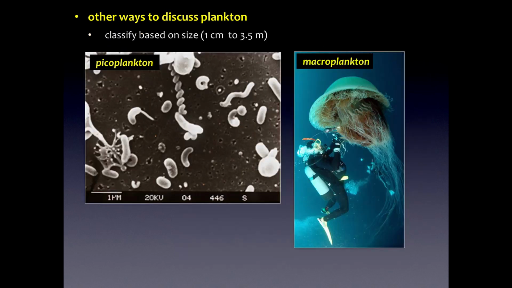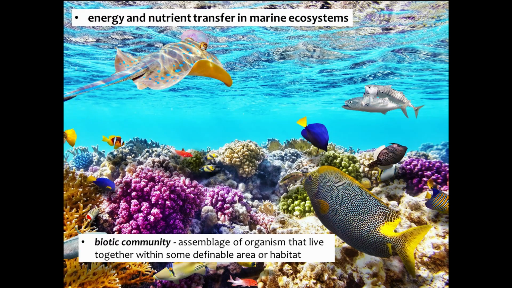Another way that we can discuss plankton is based on size. Remember that zooplankton can range in size from 1 centimeter to 3.5 meters. We can have picoplankton, which is plankton that's very small, in fact smaller than 1 centimeter. And then we can have macroplankton, like this jelly here, which greatly exceeds 2 to 3 meters in size. We'll go back and visit zooplankton more in subsequent lectures, but what we're going to look at now is how this energy that is produced by these autotrophic primary producers is transferred throughout a marine ecosystem.